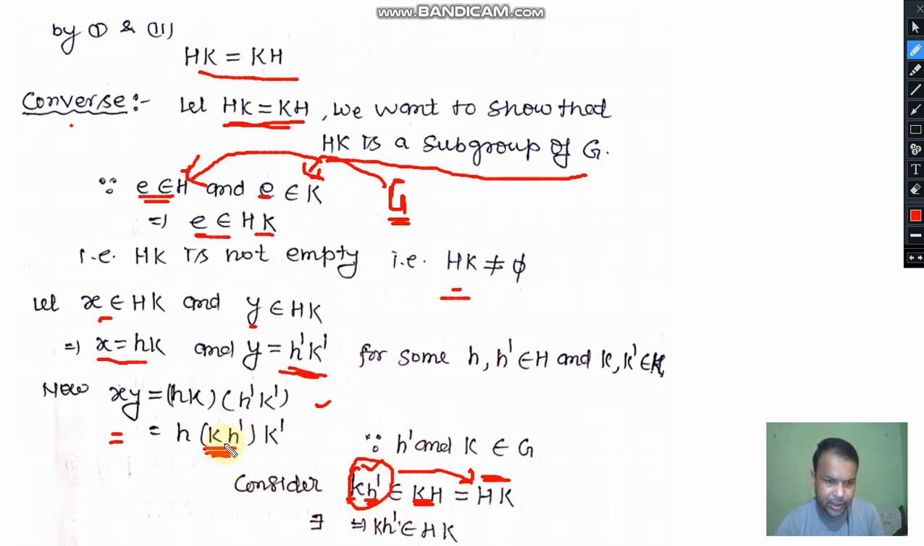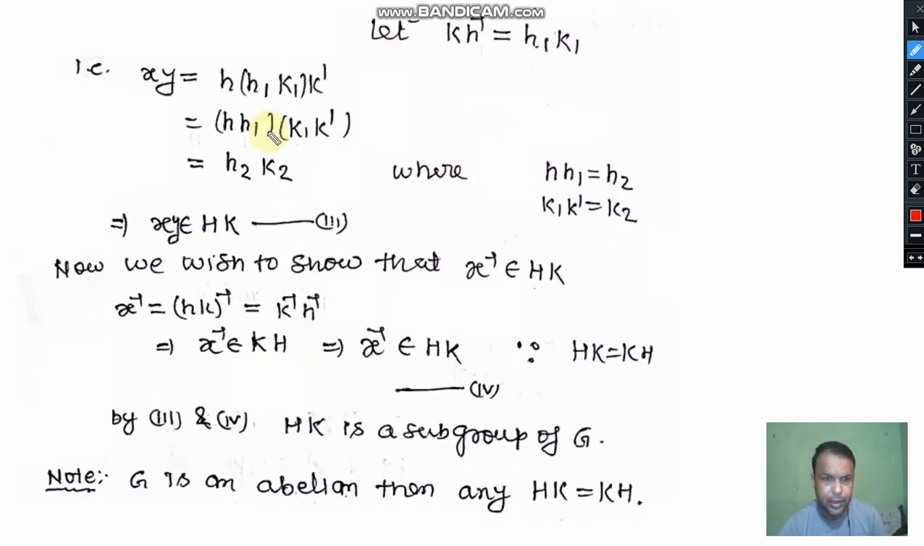So this can be written in another form as h1 k1, because if this is an element of HK, then the element of H will be written first and the element of K will be written last. So we have assumed that this is equivalent to h1 k1, and after applying the associative property, we can write it as h2 k2. So xy is equal to h2 k2, and this is the form showing that this element belongs to HK. So xy belongs to HK.